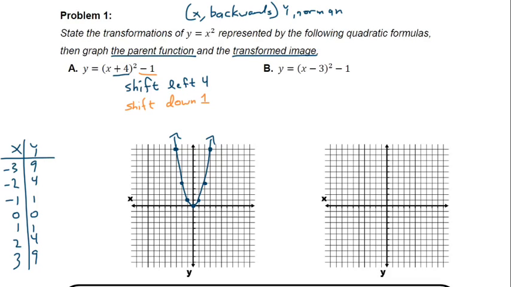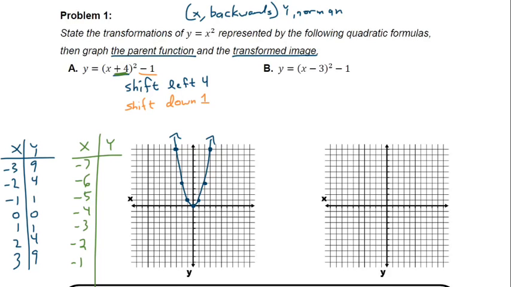Alright, the new function. If we are shifting left 4, that means we're subtracting 4 from all the x values. So -3 minus 4 is -7. -2 minus 4 is -6. -1 minus 4 is -5. 0 minus 4 is -4. 1 minus 4 is -3. 2 minus 4 is -2. 3 minus 4 is -1. Those are all your x values.